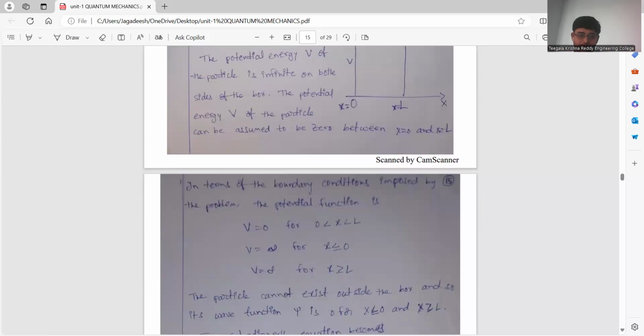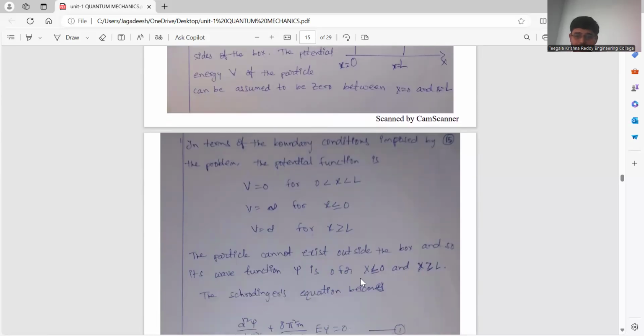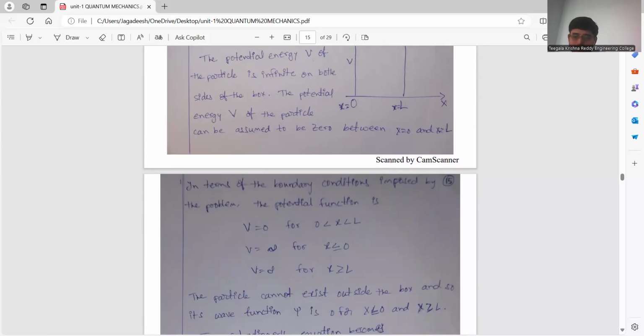Outside of the box, its wave function is 0 for x equal to or less than 0 and x equal to or greater than L. The wave function is 0 where x is equal to 0 or less than 0, or x equal to L or greater than L. Here, the wave function is 0. There is no form of wave function here.